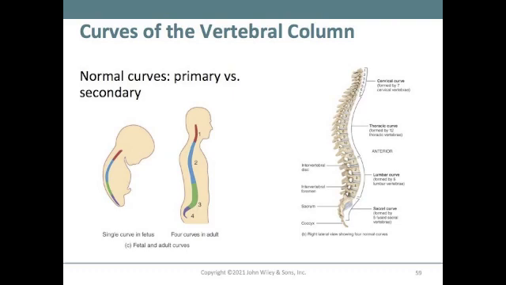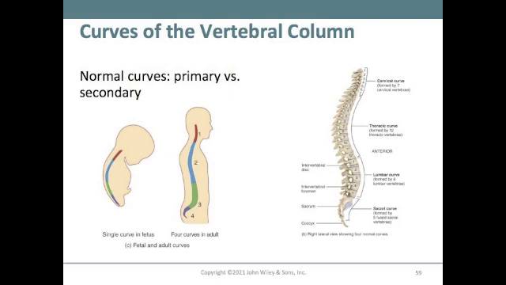But I always liken the coccyx to a tailbone. It's not in your book, but I think evolutionarily speaking, this may be the remnant of a tail, and there is some evidence to back that up. We can see on the left-hand side of this slide that we have normal curves. We have a primary curve and a secondary curve.